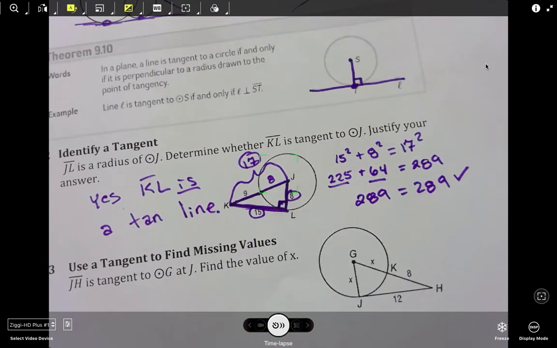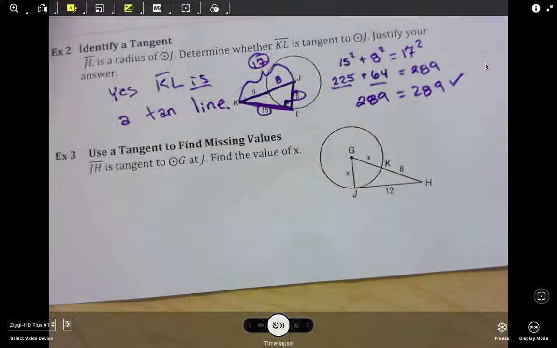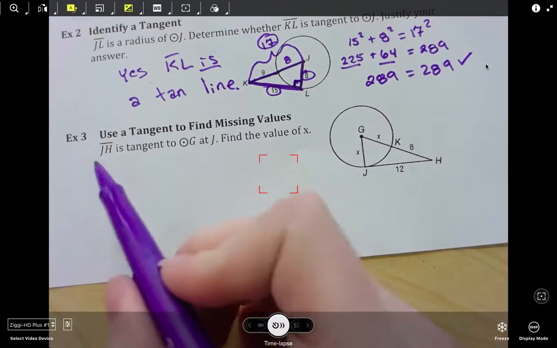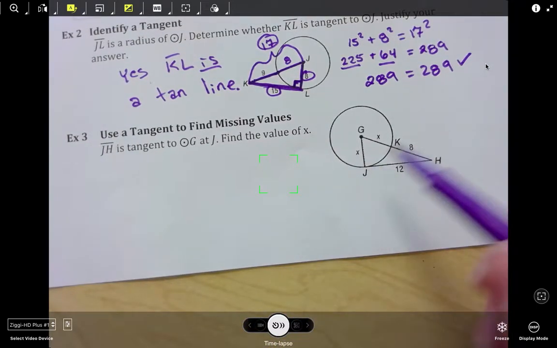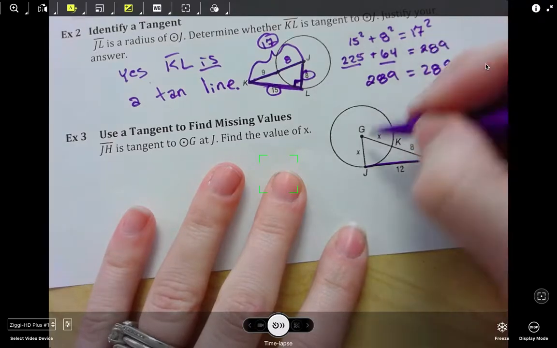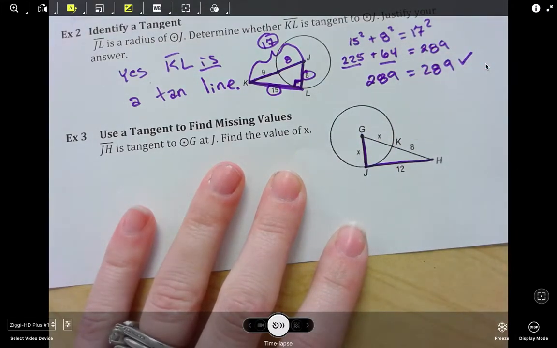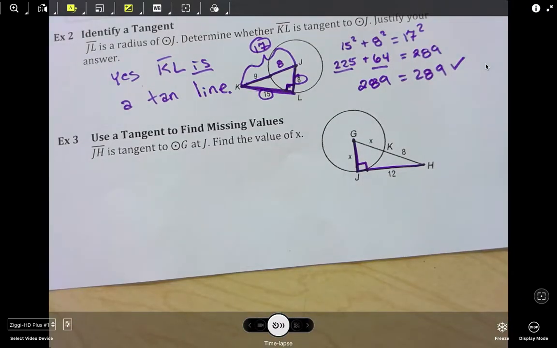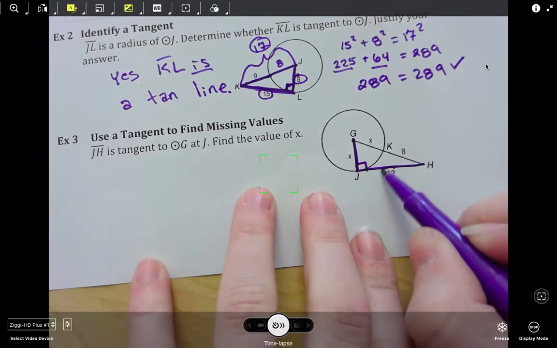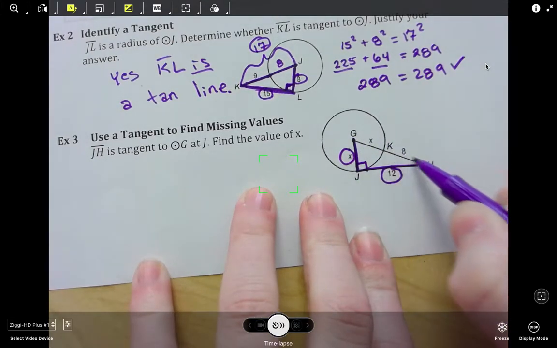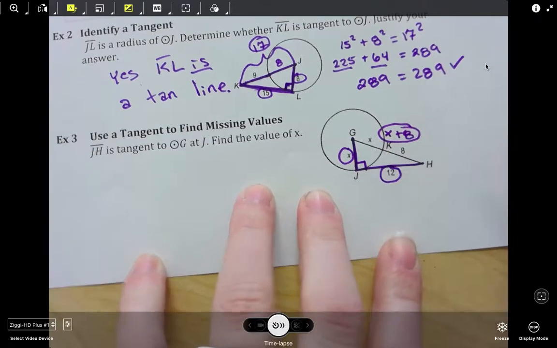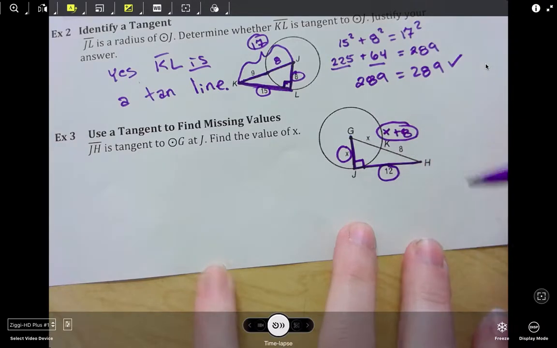Okay, example 3, we're finding missing values, so they have x's in here, and it says that JH is tangent to circle G. So this guy right here is a tangent line. GJ is my radius, and from the theorem up above, we know that if that's a tangent line, this has to be a right angle. So we're going to use the Pythagorean theorem again, where my sides are 12 and x, and then this long side here is actually x plus 8. It's not 8x, it's x plus 8. Those are those lengths together, all right?